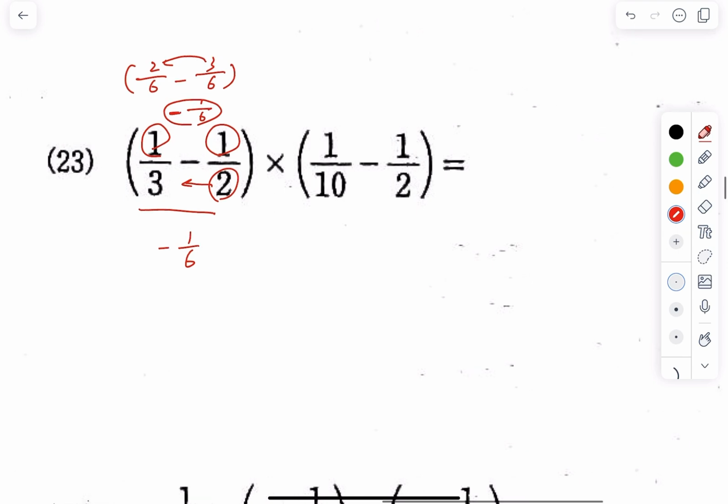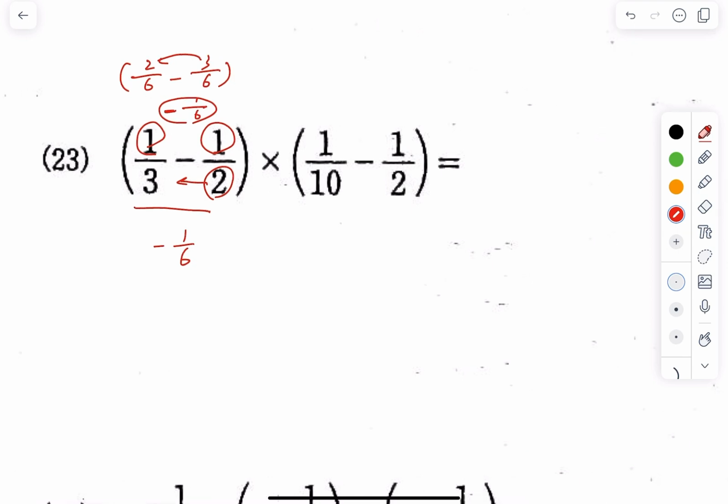Okay, next one, 1 over 10 minus 1 over 2. Is there a trick to it? Absolutely, there's a trick to it as well. But then again, we're going to do it properly. 1 over 10 minus 5 over 10 is negative 4 over 10. So I have negative 1 over 6 times negative 4 over 10. Let's do my reducing over here. This is 2, this is 3, and then this is 1, this is 5. I can also reduce like that. Really? I can do that? Of course you can. So it's going to be positive because we have both negatives. The answer is 1 over 15 for this question.